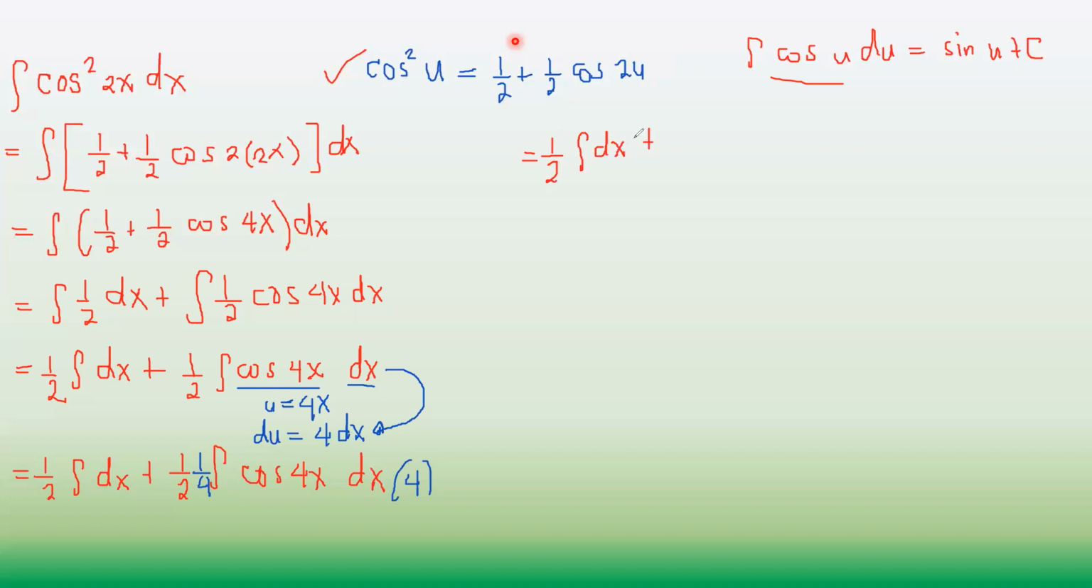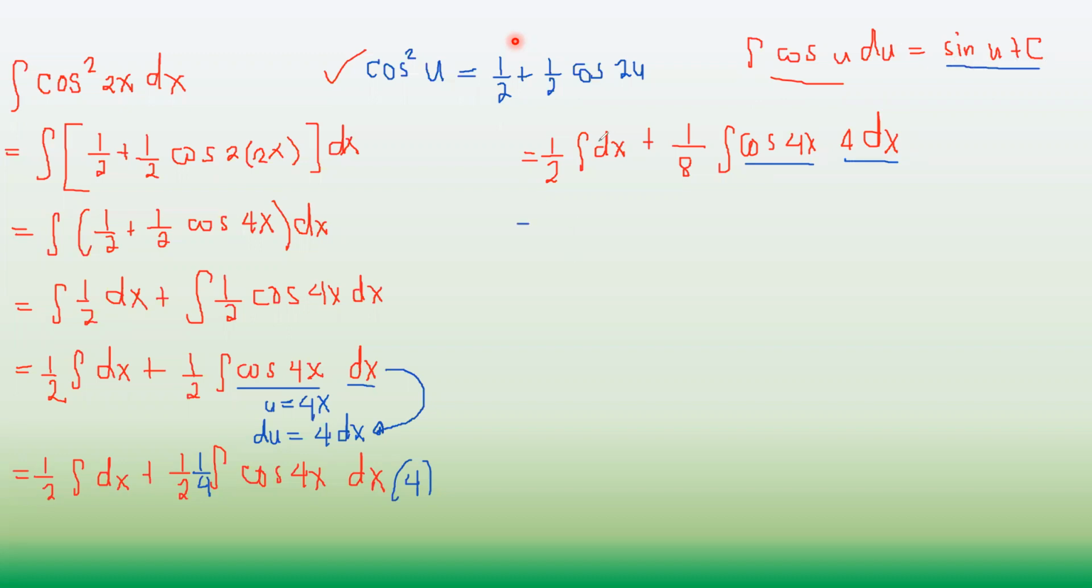plus, so 1 half times 1/4 is 1 over 8. 2 times 4. Integral of cosine 4x, 4 dx. So we have 4 dx. Now, we have here the integral of cosine u du na equal kay sine u plus c.